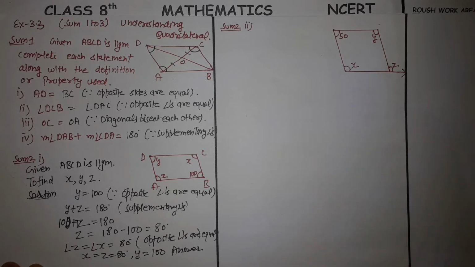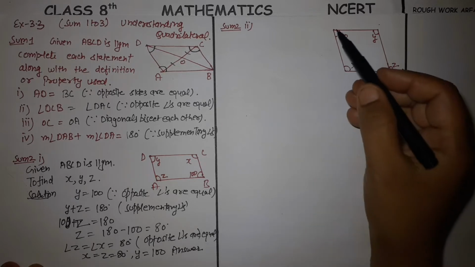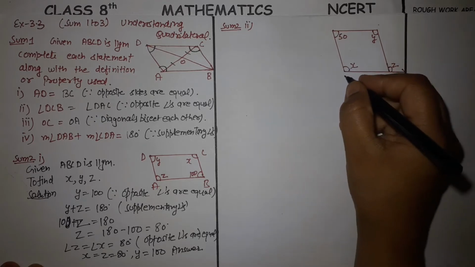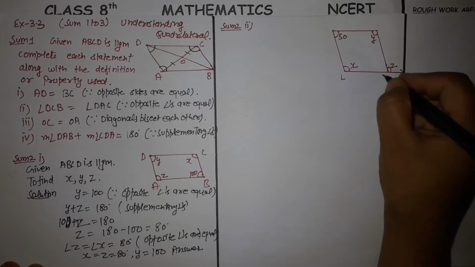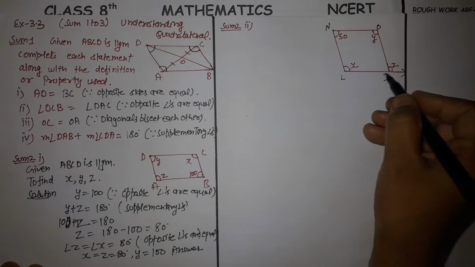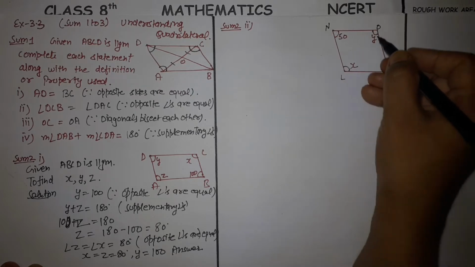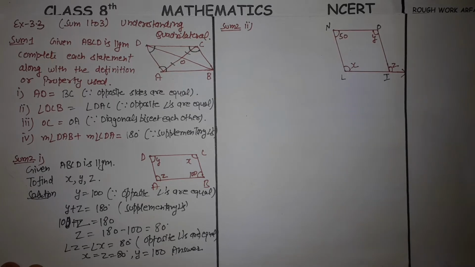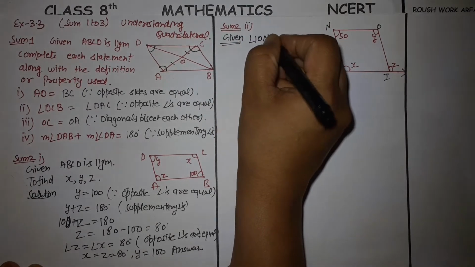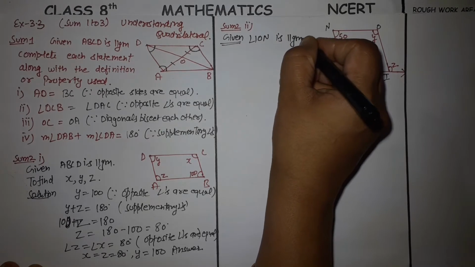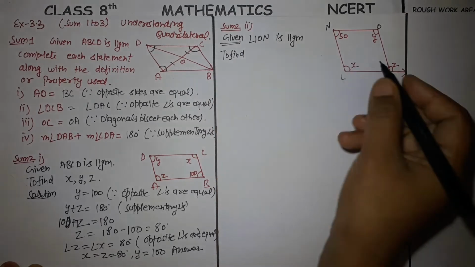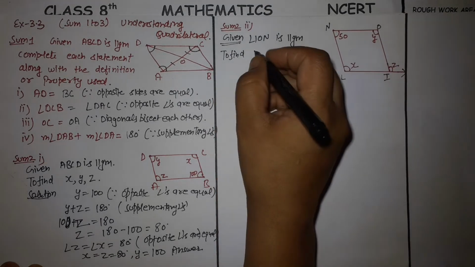Part 2 of sum number 2. Here this figure is also a parallelogram. Let me give its name LION. Here we go anti-clockwise. Given: LION is a parallelogram, with the symbol of parallelogram. To find X, Y, Z.